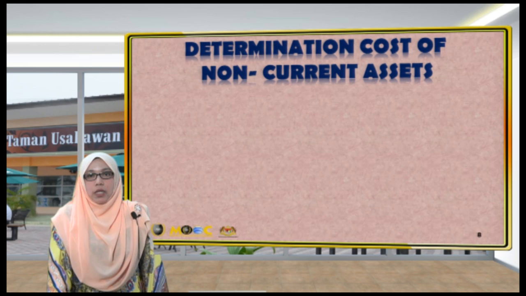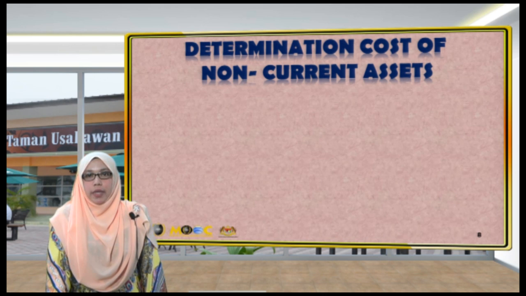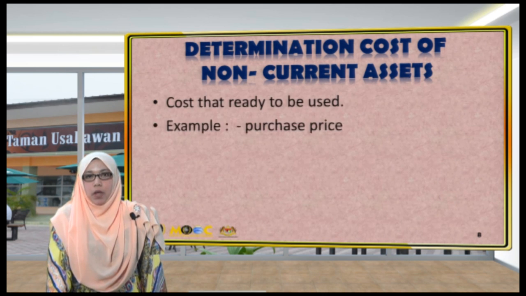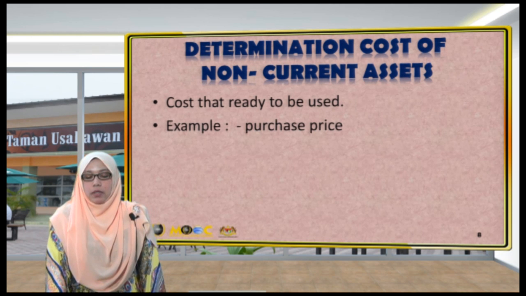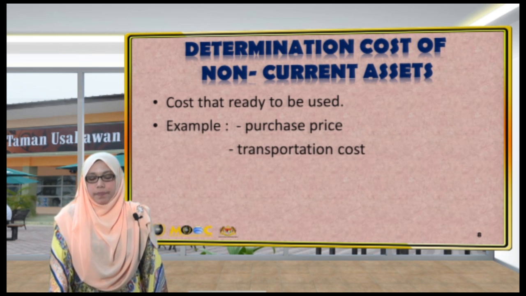Its cost is the total cost that is ready to be used and will include the following: the purchase price, transportation costs, insurance, tax, and installation costs.